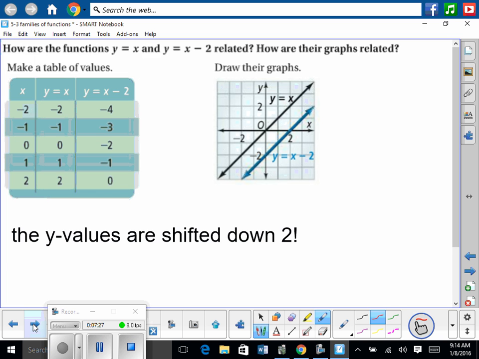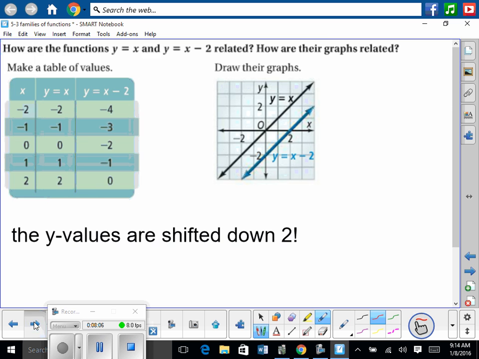Now look, these are the y values for y equals x. We shifted that function down 2, right? So all of our y values are shifted down 2. We're subtracting 2 off of each of those. So negative 2 minus 2 is negative 4, negative 1 minus 2 is negative 3, and 0 minus 2 is negative 2. So do you see how we're taking this parent function and shifting it down 2? We're just taking our y values and subtracting off 2. Here's the function y equals x. If we're looking at y equals x minus 2, we take that function and literally just shift it down 2. Does everybody see how it works here?